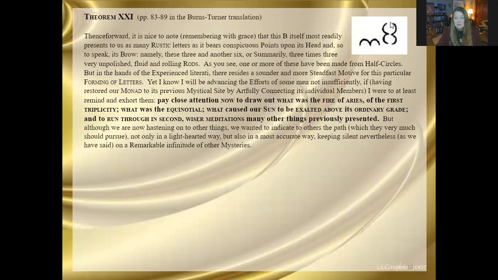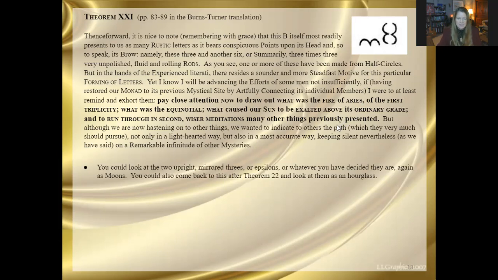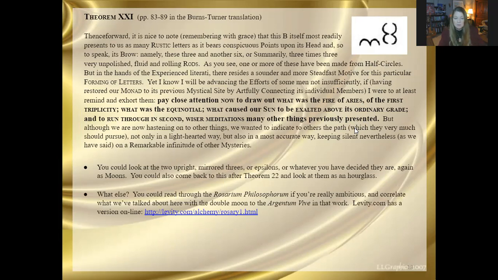And one would be the 2 grades of the moon, if that's what you're looking at here, and you're looking at how they are feeding back and forth right there. After Theorem 22, you can come back and look at this as an hourglass, just to toss that out there for anyone interested. Beyond this, there are all kinds of things you can do that are way beyond the scope of this video.